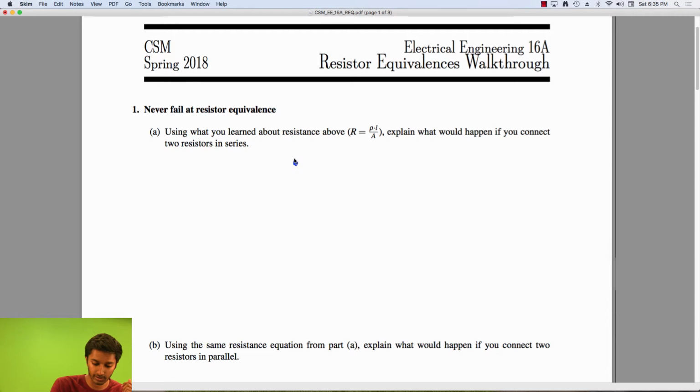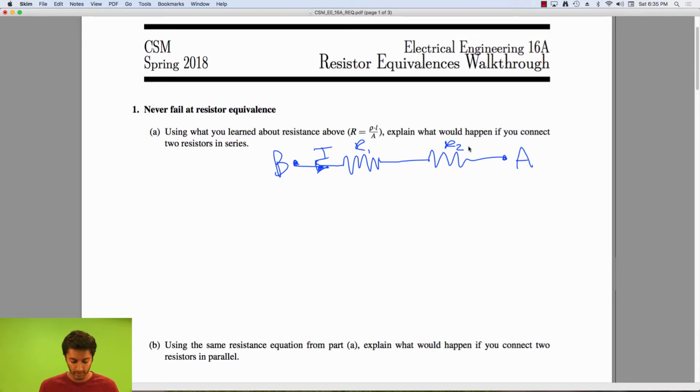So the way we can do this is we have node B, and we have a wire connecting this resistor to node A. And we have some current I. And this is resistor 1 and resistor 2. So now we know, first off, that this current here is the same as the current here because it's all one wire. And we are looking to find the equivalent resistance, so we can denote that by Req.